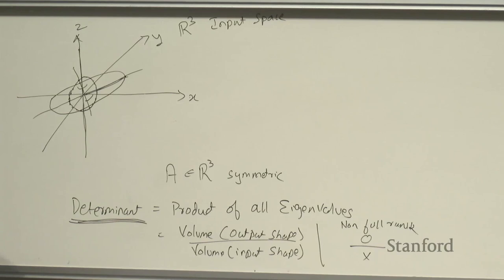But that's advanced. We're going to go over that again in a lot more detail later in the course. But it's important to have this understanding of the determinant, that it tells you how much the matrix either expands or contracts the space, right? If the resulting volume is bigger, it's expanding, and if it's smaller, then it's contracting the input space.